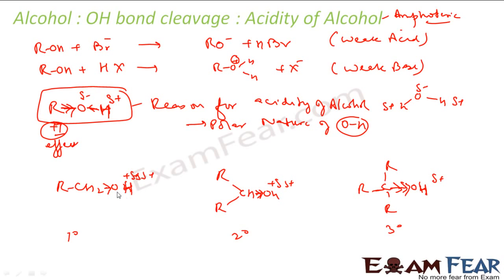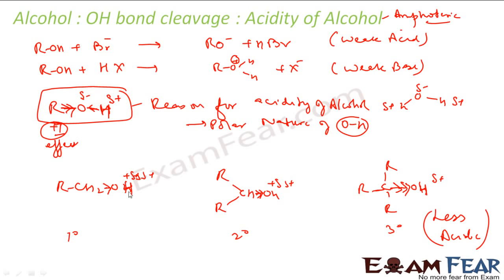Why? Because this oxygen is not much happy with this alkyl group, right? So thus we can say that in tertiary alcohol the oxygen is totally satisfied, or very satisfied with the electrons, and thus it will not trouble this hydrogen much, and the hydrogen will have less positive charge, right? So it will be less acidic, correct? It will be less acidic.